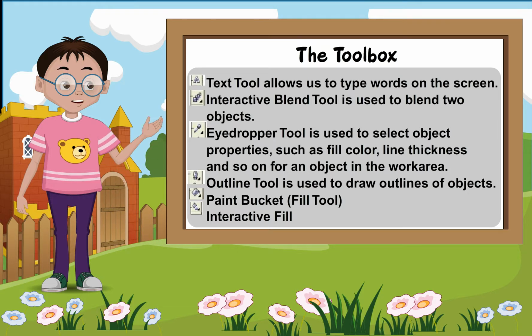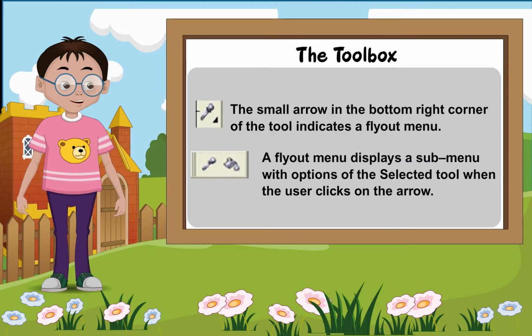Interactive Blend tool is used to blend two objects. Eyedropper tool is used to select object properties such as fill color, line thickness, and so on for an object in the work area. Outline tool is used to draw outlines of the object. Paint bucket or fill tool. Interactive Fill. The small arrow in the bottom right corner of the tool indicates the flyout menu. A flyout menu displays a sub-menu with options of the selected tool when the user clicks on the arrow.